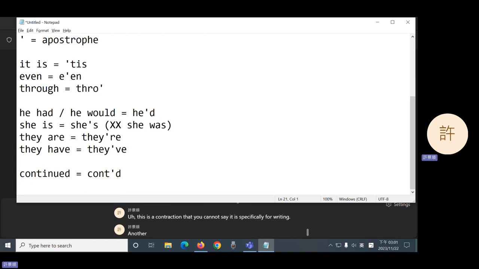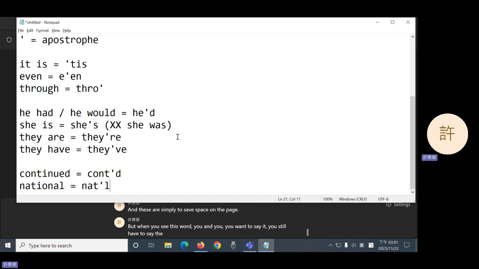Another contraction used in writing is, for example, this one. Yes, national. And these are simply to save space on the page. But when you see this word you want to say it, you still have to say the whole word.